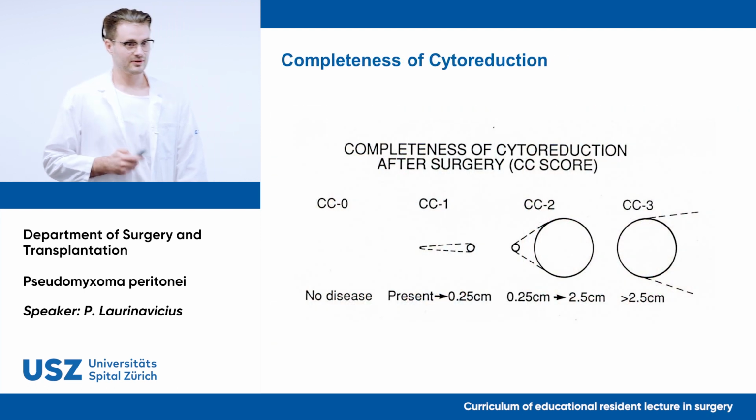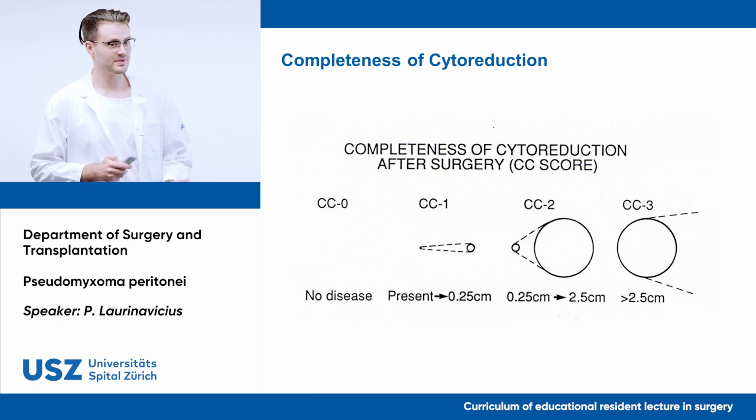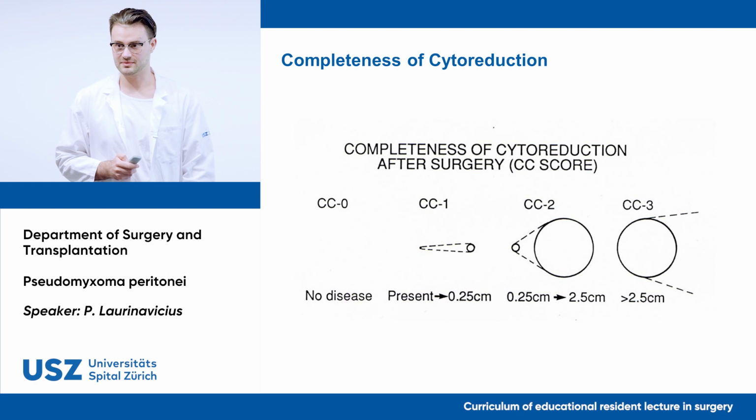To objectify the completeness of cytoreduction, the CC score was introduced, and it can be defined between 0 to 3, with 0 being no residual tumor visible after the surgery, and 3 being tumor nodules bigger than 2.5 centimeters in diameter after the CRS.